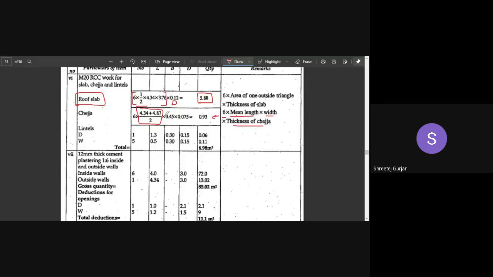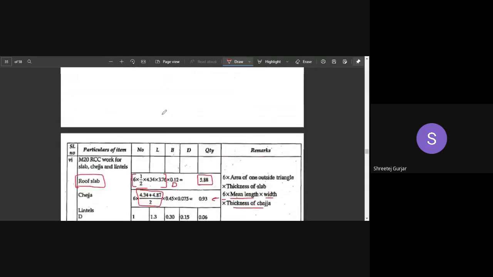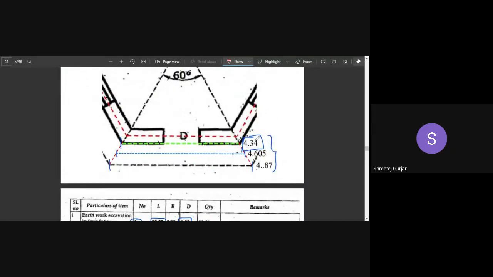Okay, so remember. So this mean length, let us just look into this mean length. So it is 4.34 plus 4.87 by 2. So you get your mean length, that is this length. We are calculating the centerline length for our chhajja. So this is the length for the outside of our wall, and this is for your projection out. So if you take average of these two, you get your center line length, that is this length. Okay, so it is 4.605.